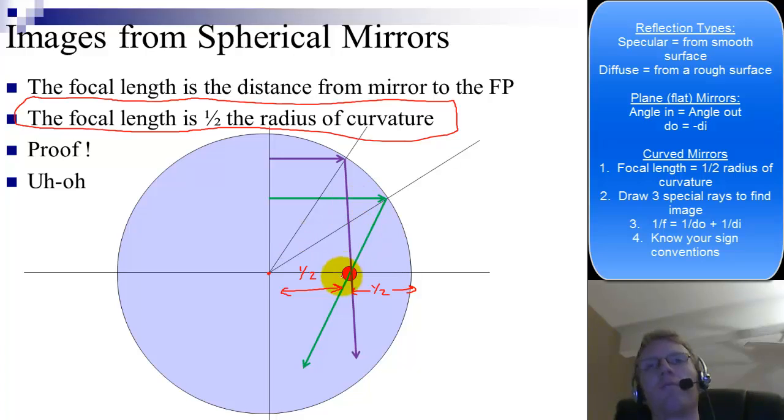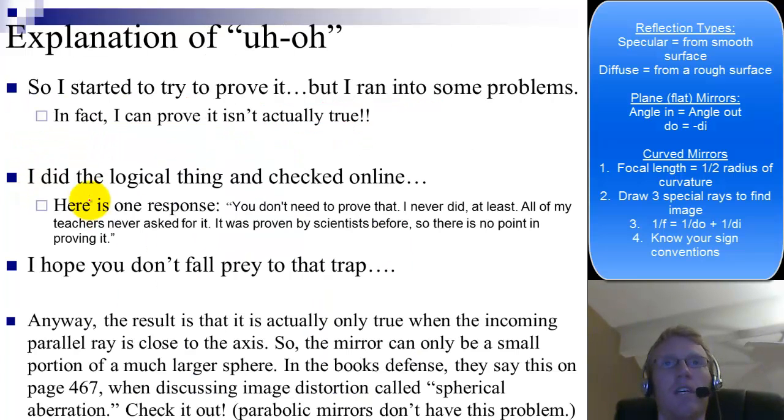Because I started drawing these pictures, and I tried to force these lines to go through the focal point, and I realized immediately that this angle is much, much bigger than this angle. So if the angle at this local surface right here, if the angle in and the angle out are equal, it won't go through the focal point. And we know the angle in and the angle out are equal, and so therefore this light ray does not go through the focal point. So the proof failed.